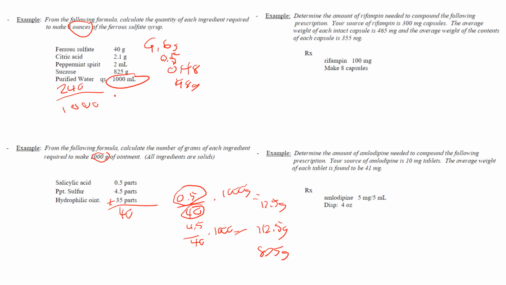This next one: determine the amount of rifampin needed to compound the following prescription. This is an interesting concept that I think a lot of people take for granted, at least before they come to pharmacy school. This next problem shows it off a little better, but basically, when you have, let's say, a 10 milligram pill of something, the pill itself probably isn't going to weigh 10 milligrams. In fact, it won't, because that 10 milligrams is only measuring the amount of drug present in that pill. The tablet or capsule itself will actually have some weight of its own.